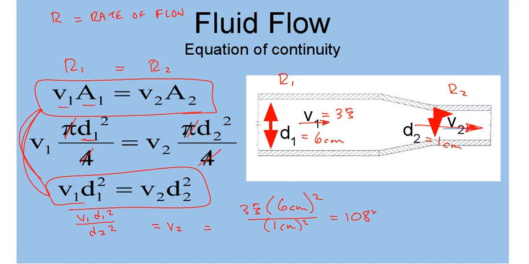So you can see that speeds up quite a bit there. It went from 3 meters per second to a big number, 108 meters per second. So when you choke the pipe down, the water's got to speed up to get that same amount of water through a skinnier pipe.